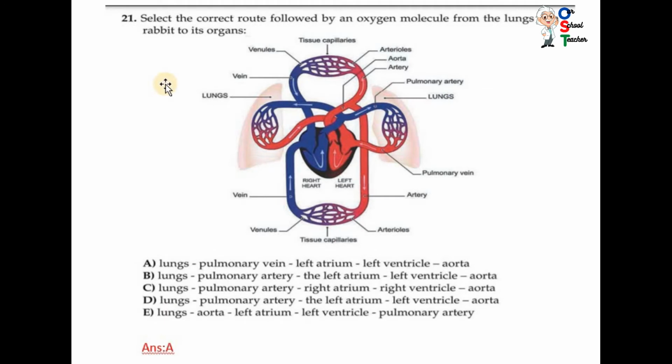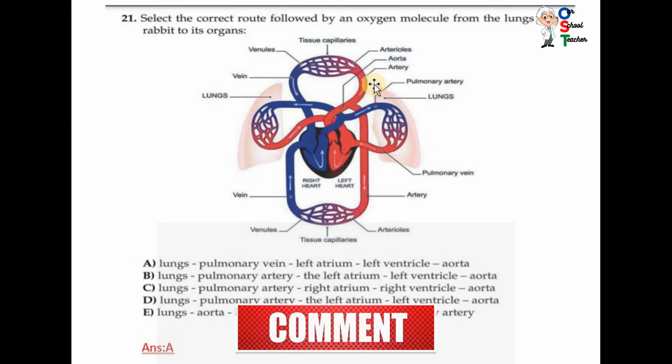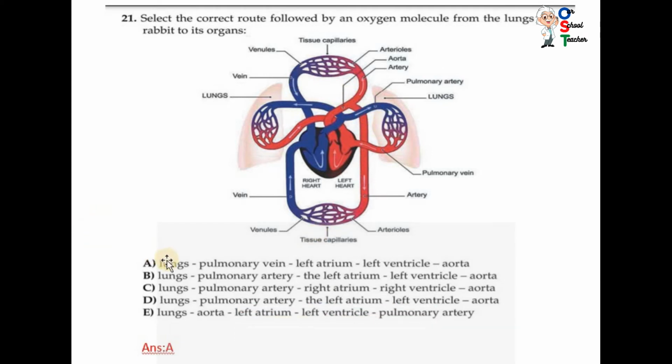Now question number 21. Select the correct route followed by an oxygen molecule from the lungs of a rabbit to its organs. You have read about the circulatory system in previous classes, so you know that red indicates oxygenated blood. You can see it starts from the lungs, because the molecule is from the lungs. Then the pulmonary artery, then left atrium, then aorta.